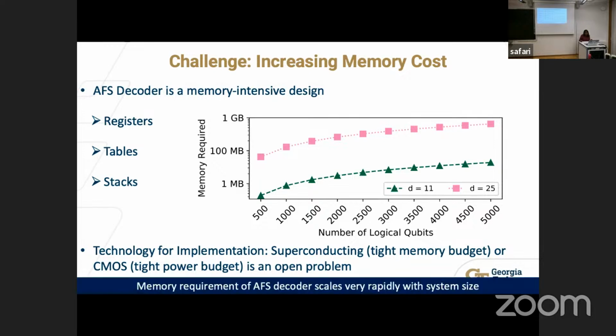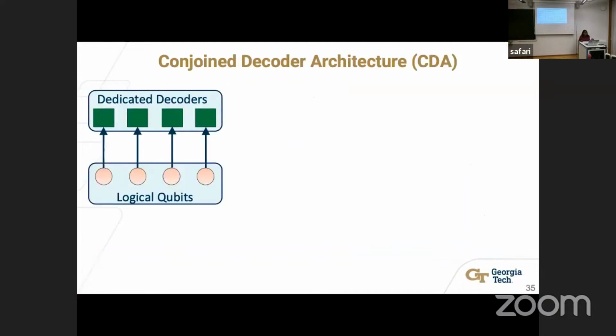So that was what we had a problem with, that the memory requirement of AFS scales very rapidly as you grow the system size. So how can we reduce it? Any questions?